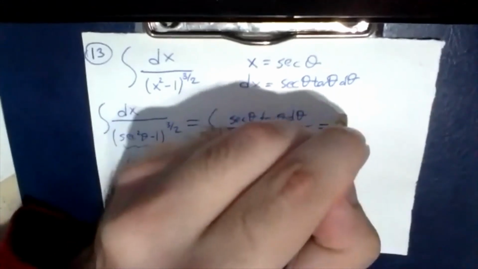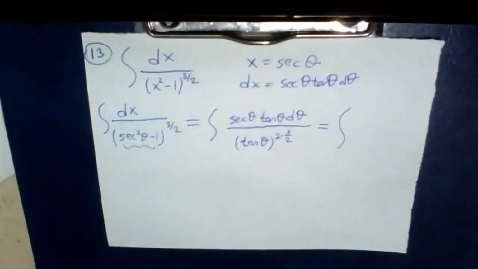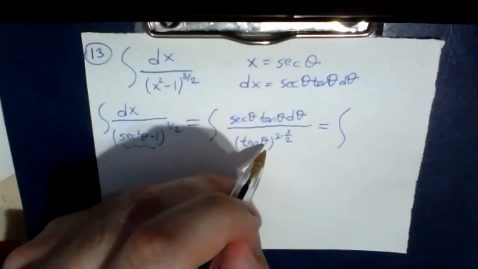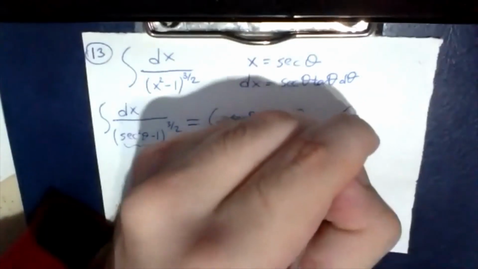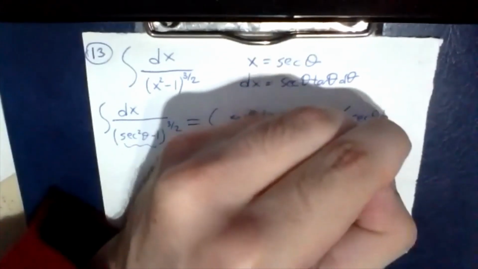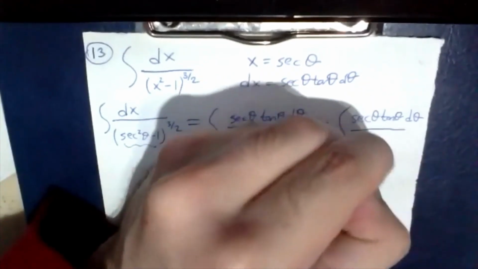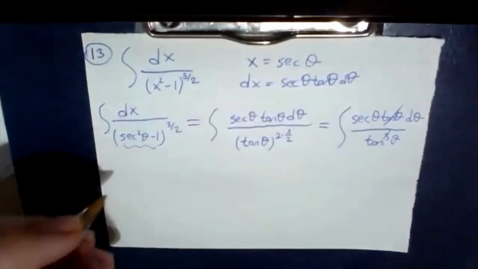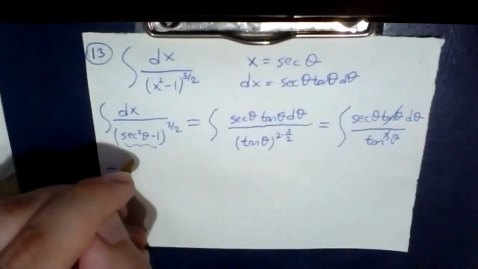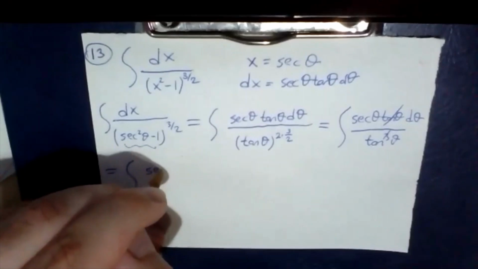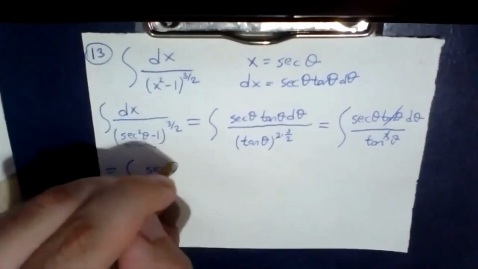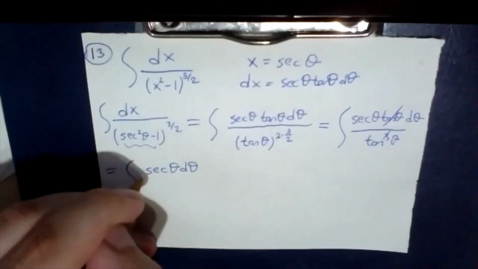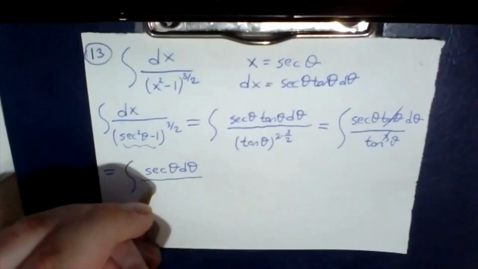Then we can cancel tangent theta and tangent cubed theta here. Secant theta, tangent theta d theta over tangent cubed theta. We can cancel one of the tangents. So the integral will be equal to secant theta d theta over tangent squared theta.